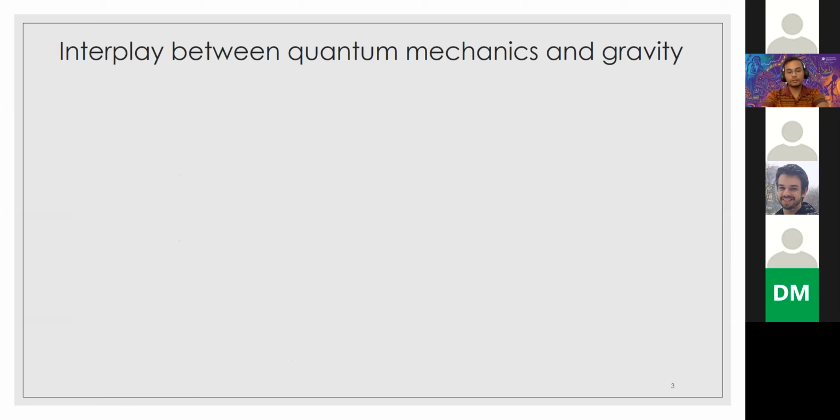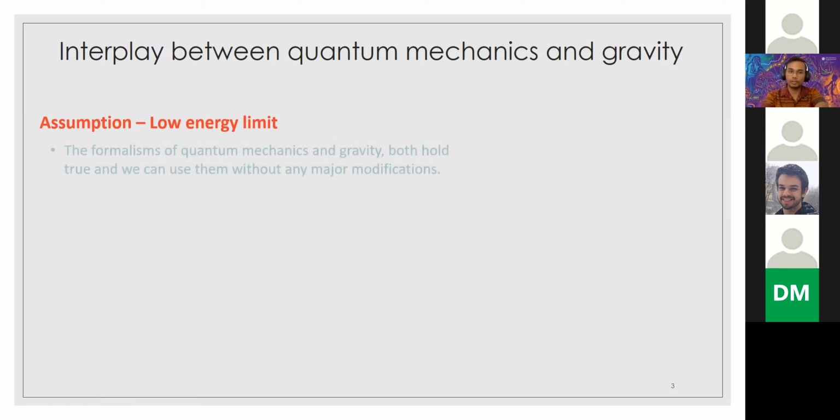So first, the historical perspective. This project takes with it the interplay between quantum mechanics and gravity. I guess most of us are already familiar, but just for the sake of reference, I'll give out the assumptions. The assumption that we make here is the low energy limit, where the formalisms of quantum mechanics and gravity are held to be valid without any major modifications.